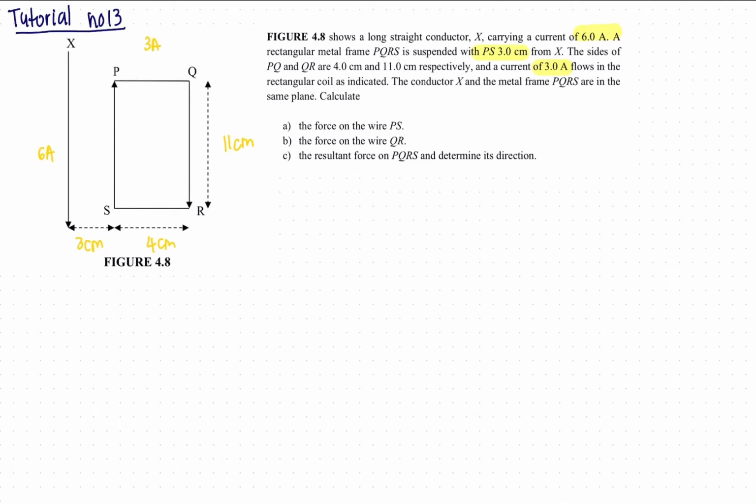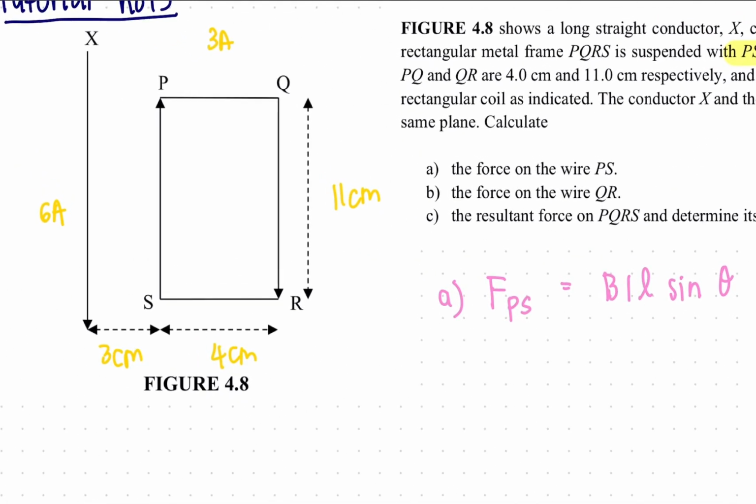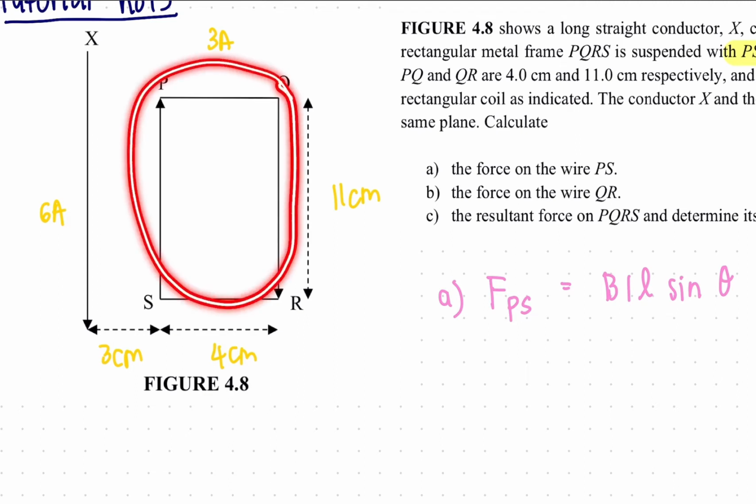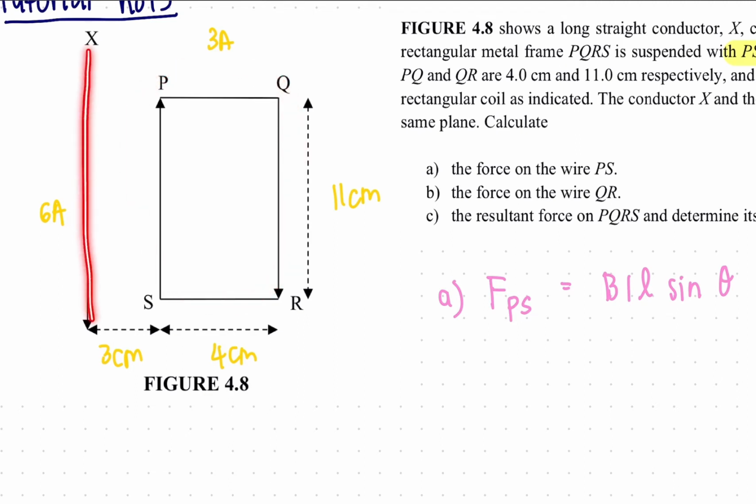Okay. So for part A, we need to find the force on PS. We know this is a straight wire, so along PS, F = BIL sin theta. We have the current flowing along PS, which is 3 ampere. Length of PS is 11 cm. Theta normally is going to be 90. But first of all we have to find B. As you should understand by now, the magnetic field on PQRS is going to come from wire X.